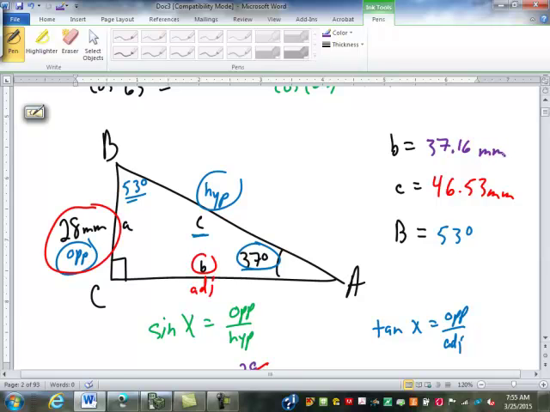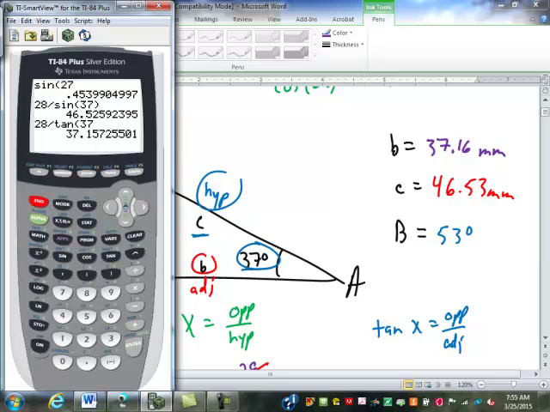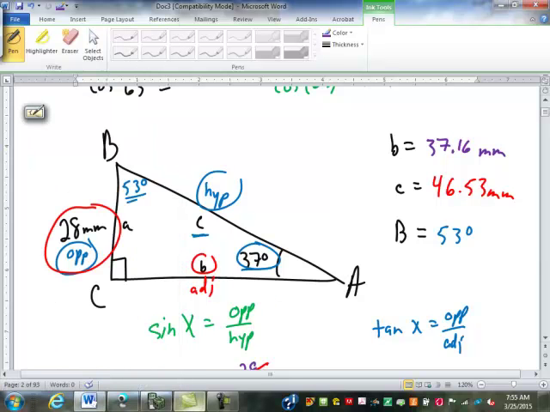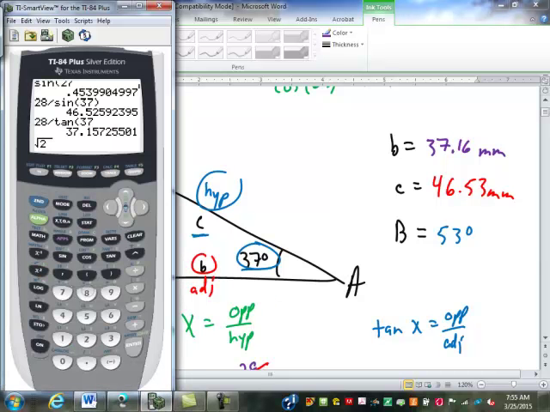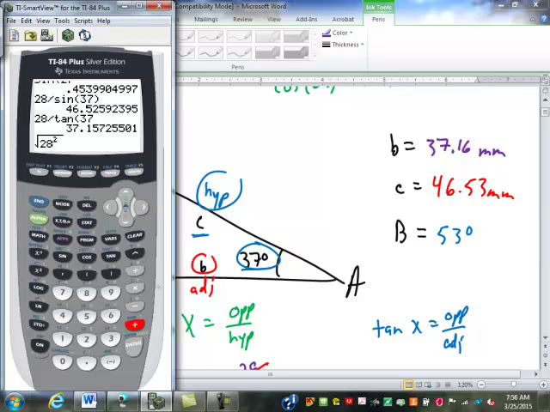Millimeters. How do we double check this? A squared plus B squared equals C squared. Perfect. You've got it. So I'm going to type it in like this. I'm going to do the square root of side A, what was it? 28. So the square root of 28 squared plus B, which is 37.16 squared. This better come out to be really close to 46.53. It may not be exact because of round off, but should be close.